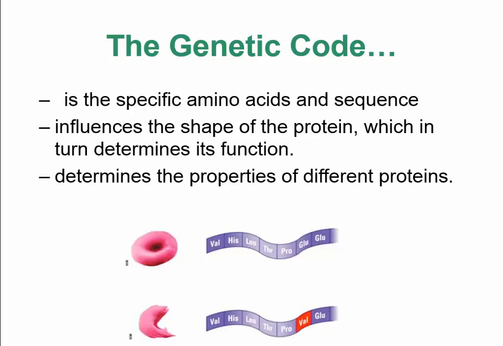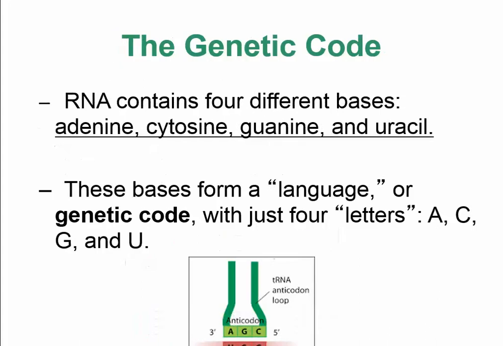Now, this genetic code comes about due to specific amino acids and a specific sequence of these amino acids. And this sequence influences the shape of the protein, and the shape of the protein determines the function. It also determines the properties of the proteins. If you remember, RNA has 4 different bases: adenine, cytosine, guanine, and uracil. These letters, A, C, G, and U, form what's called your genetic code.